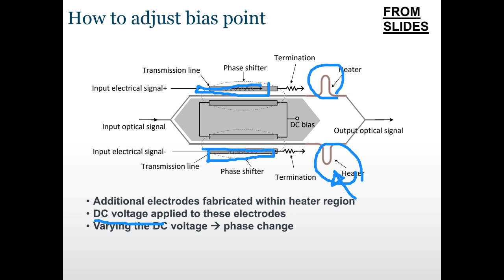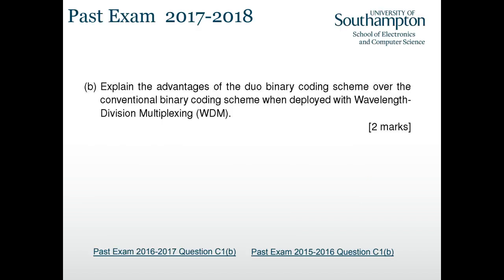Okay, so 3 levels of explanation for the MZM. Next question, explain the advantage of dual binary coding scheme over conventional coding scheme when we use WDM, so wavelength division multiplexing.